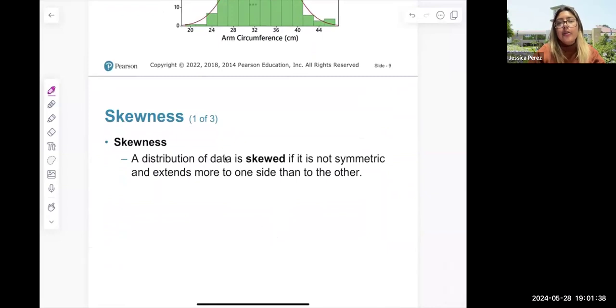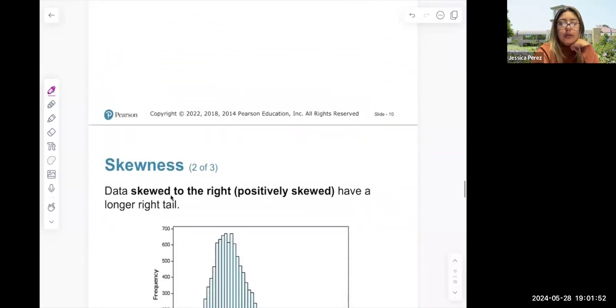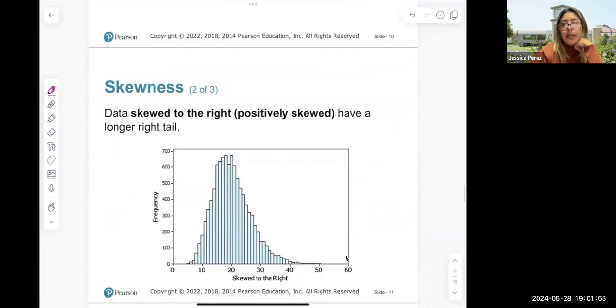Skewness: a distribution is skewed if it's not symmetric and extends to one side or the other. If it extends to the left, that's a left tail. If it's skewed to the right, then we would have a right tail, a longer tail on the right. See how this one is positively skewed because it has a longer tail? What does it mean to have a longer tail? Well, let's look over here.